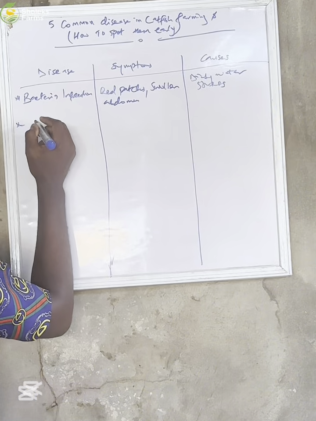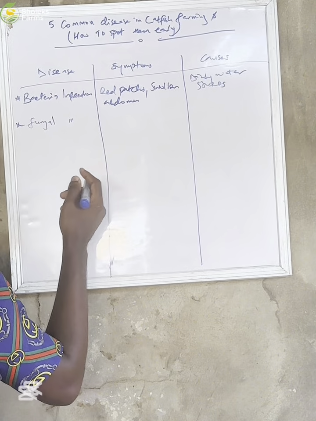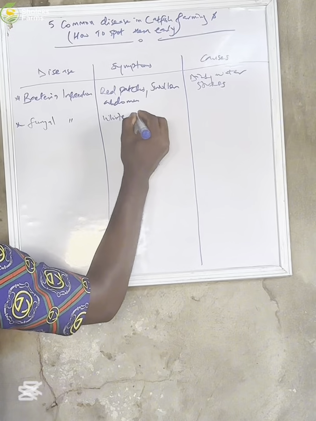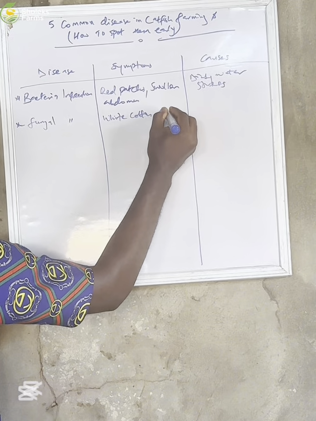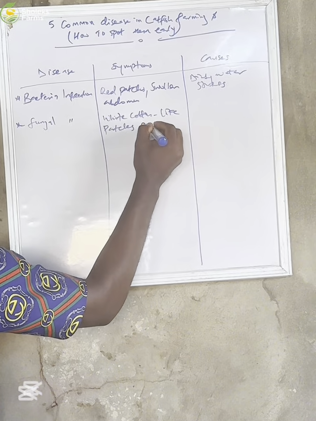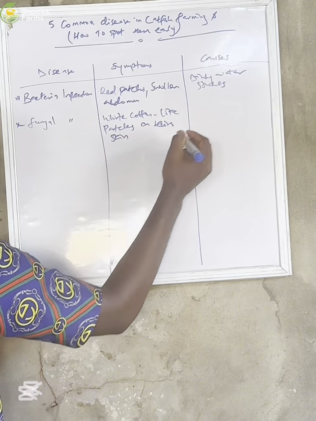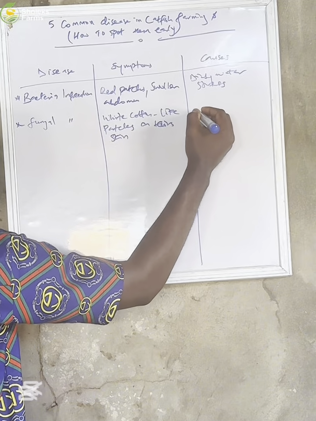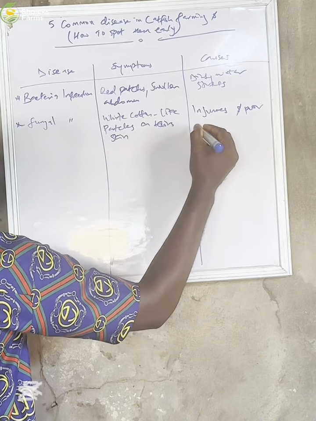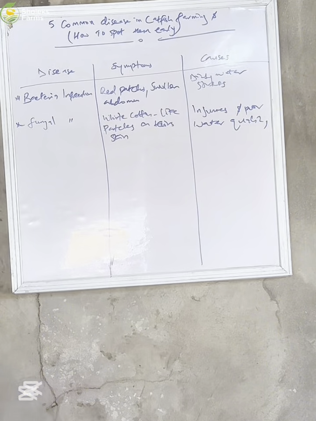Number 2 is fungal infection. Symptoms are white, cotton-like patches on their skin. The causes are injuries and poor water quality.